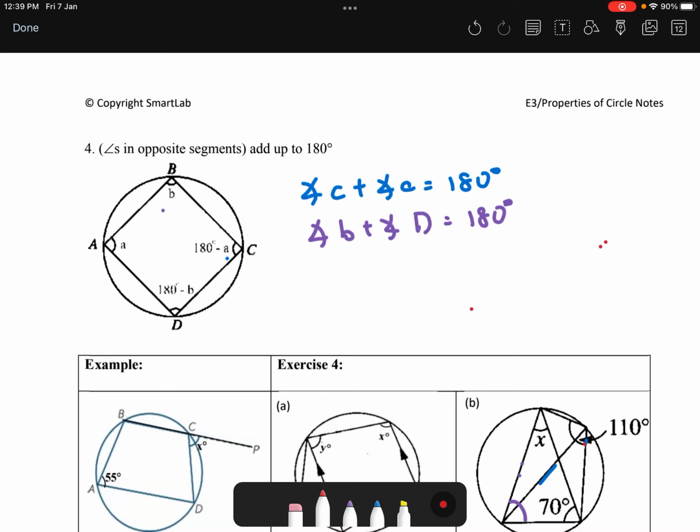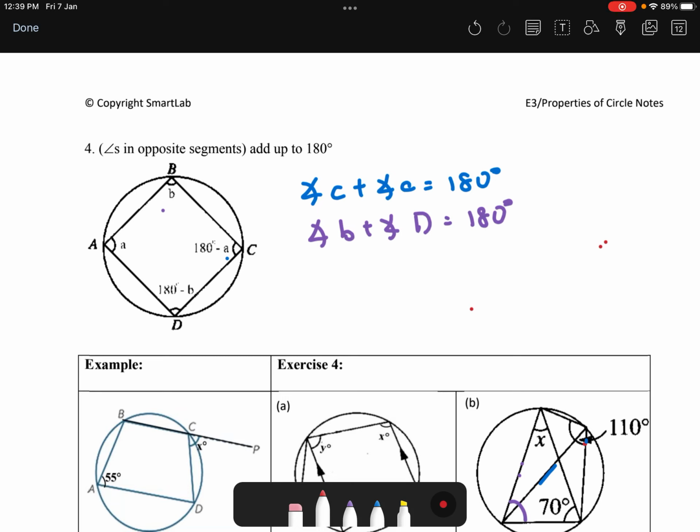Alright, so the fourth property of this chapter is called the angles in opposite segments add up to 180 degrees. Okay, so how do I use this property? First things first, I must always ensure that all the 4 points, so you look at this A, B, C, D, they must touch the circumference of the circle. If any of the points doesn't touch, I can't use this property already.